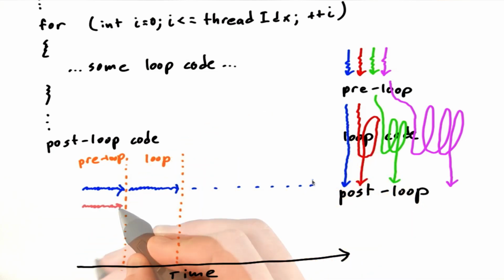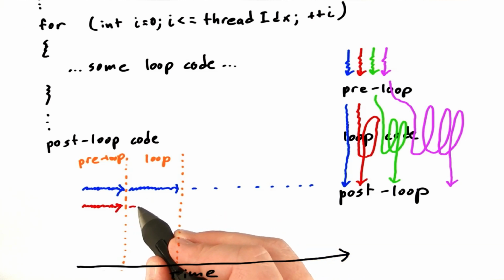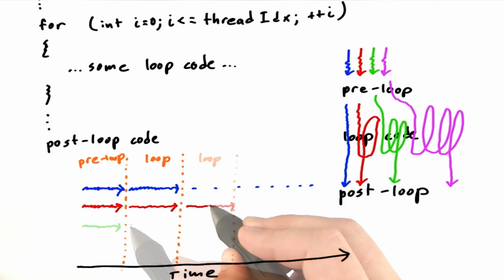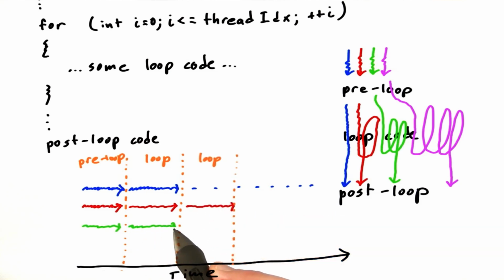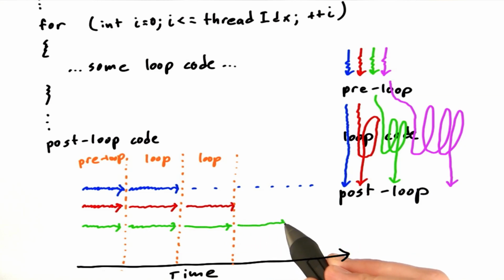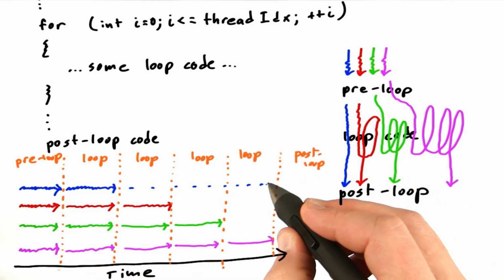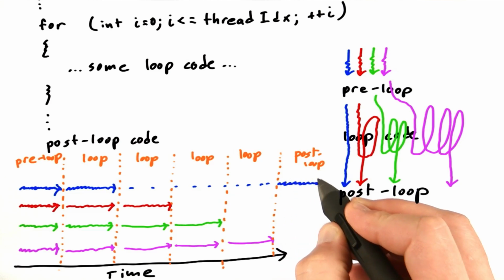Because in the meantime, thread 1 has been executing the pre-loop code, and then the loop code, and then it executes the loop code again. The third thread executes the pre-loop code, the loop code, the loop code, and it executes the loop code again. And the final thread executes the pre-loop code, and then executes the loop code 4 times. And finally, all the threads can go ahead and proceed with the post-loop code.